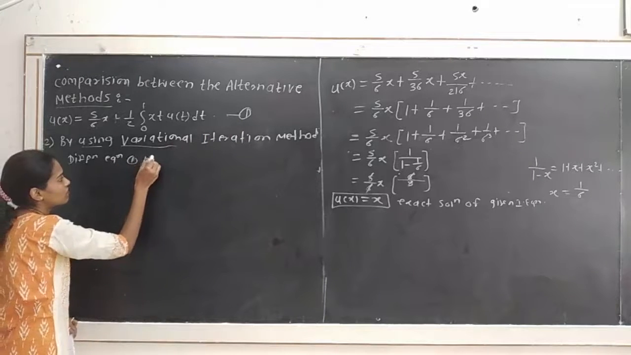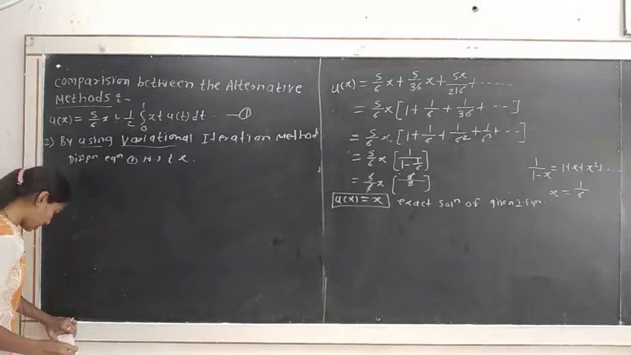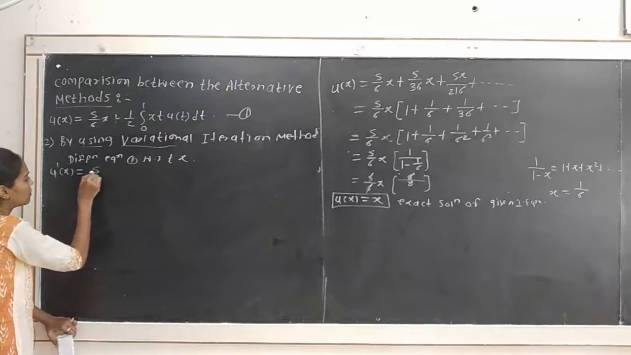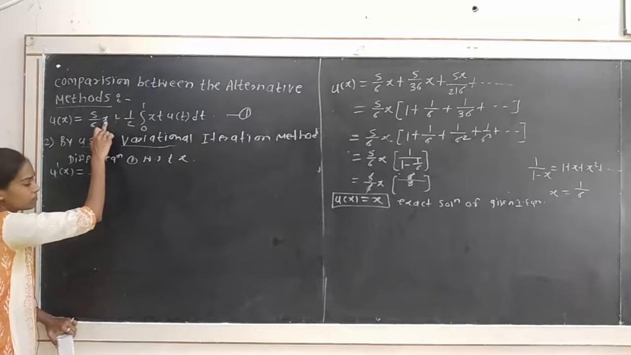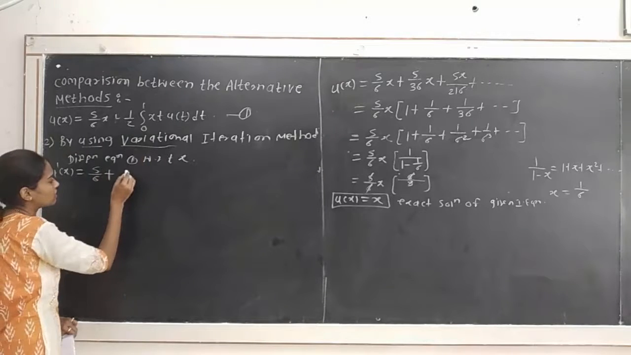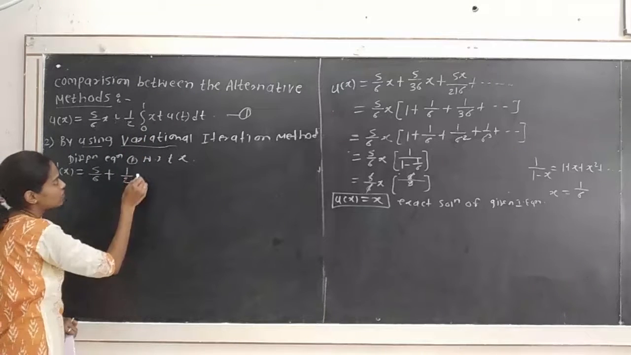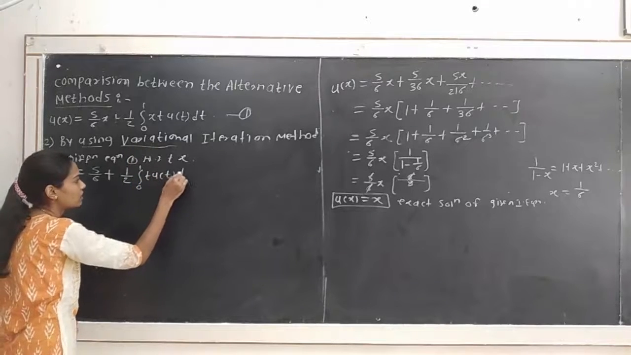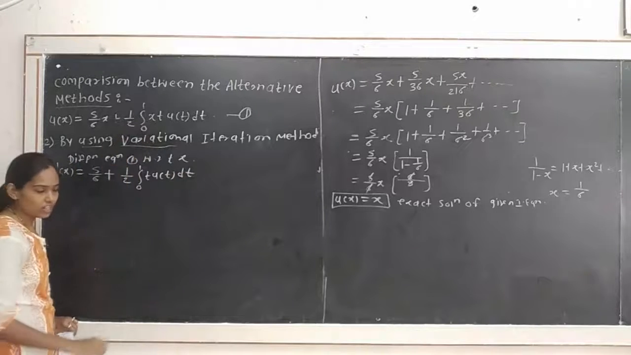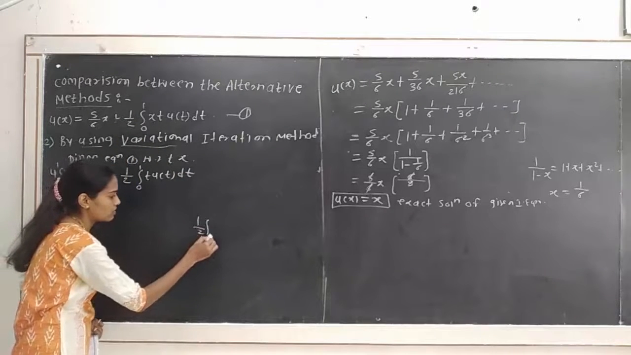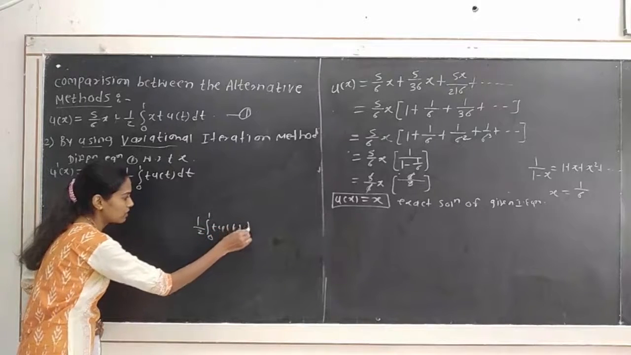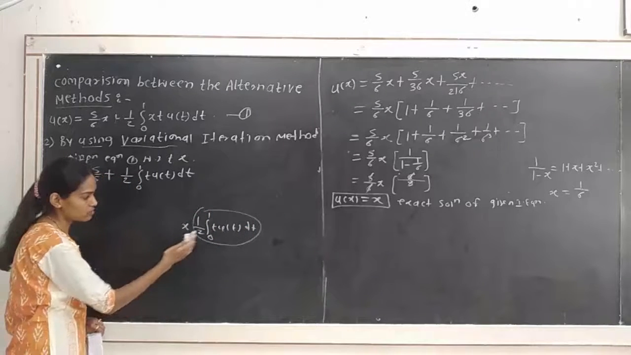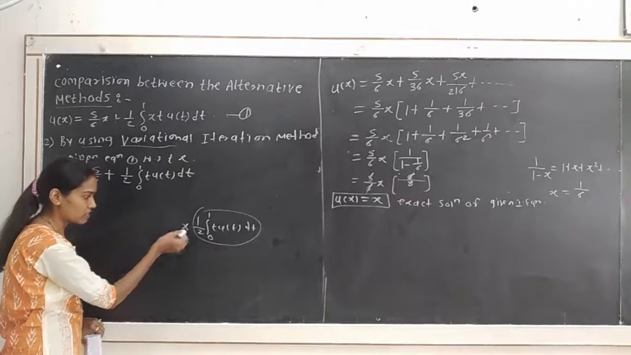Then take the given integral equation as equation number 1 and differentiate equation 1 with respect to x. So on the LHS the derivative of u of x will be u dash of x, then 5 divided by 6, derivative of x will be 1. Plus 1 by 2 integration from 0 to 1 t into u of t dt, where we take x outside. So this whole integral term is a constant with respect to x, so we take it outside and the derivative of x with respect to x will be 1.